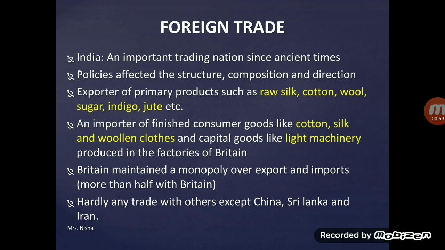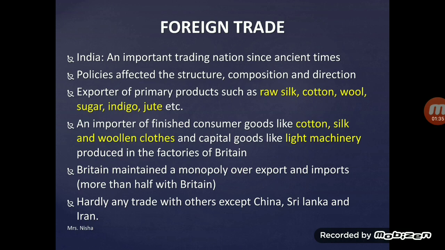If we talk about the composition, India was basically exporting primary products such as raw silk, cotton, wool, sugar, indigo, etc. And it was importing finished consumer goods like cotton, silk, woolen cloths and capital goods like light machinery, which were produced in the factories of Britain. So it is quite evident that the Britishers were exporting primary products so that raw material was made available for British industries, and we were serving as a market for British produced goods.